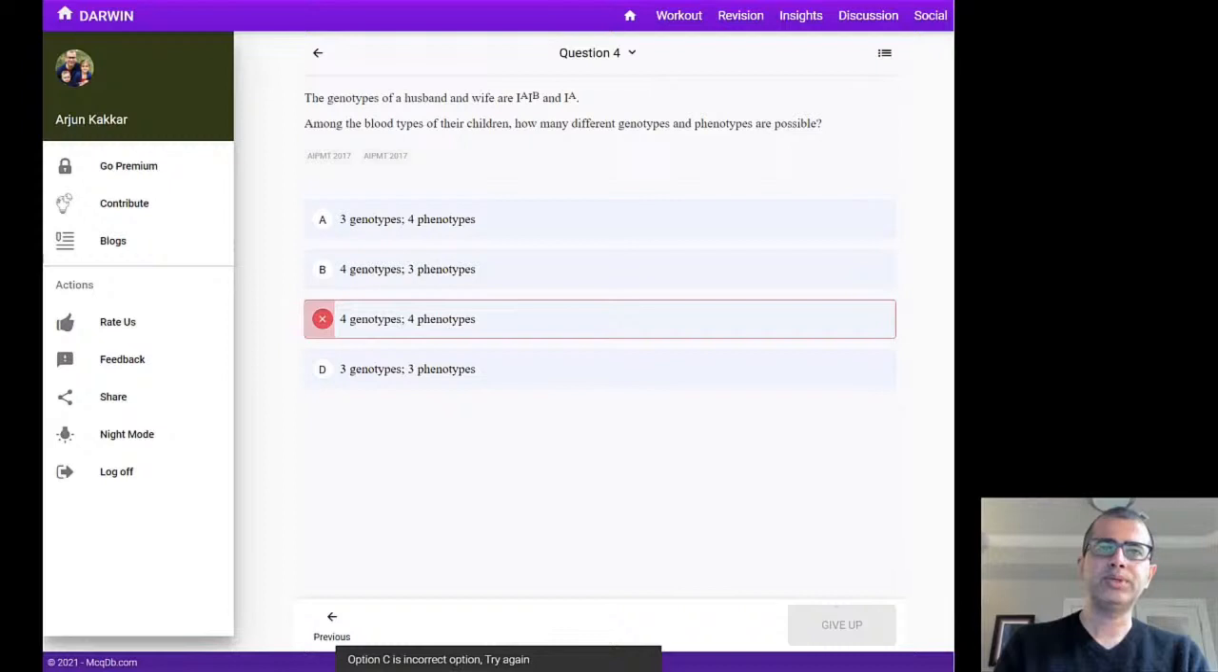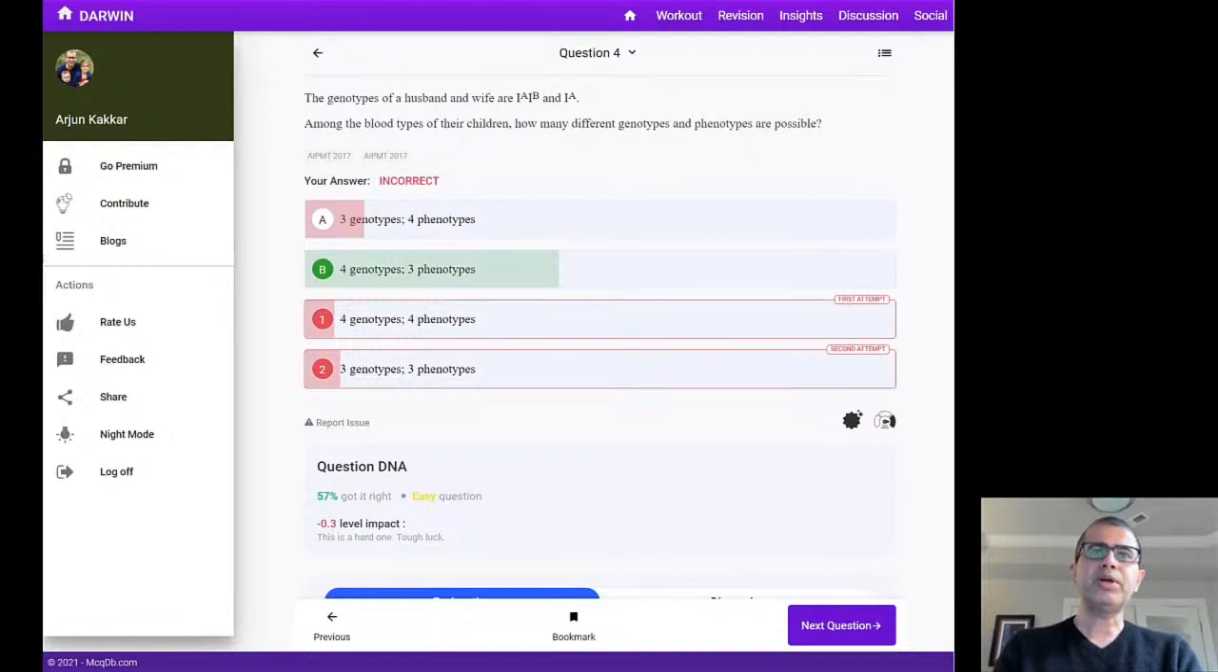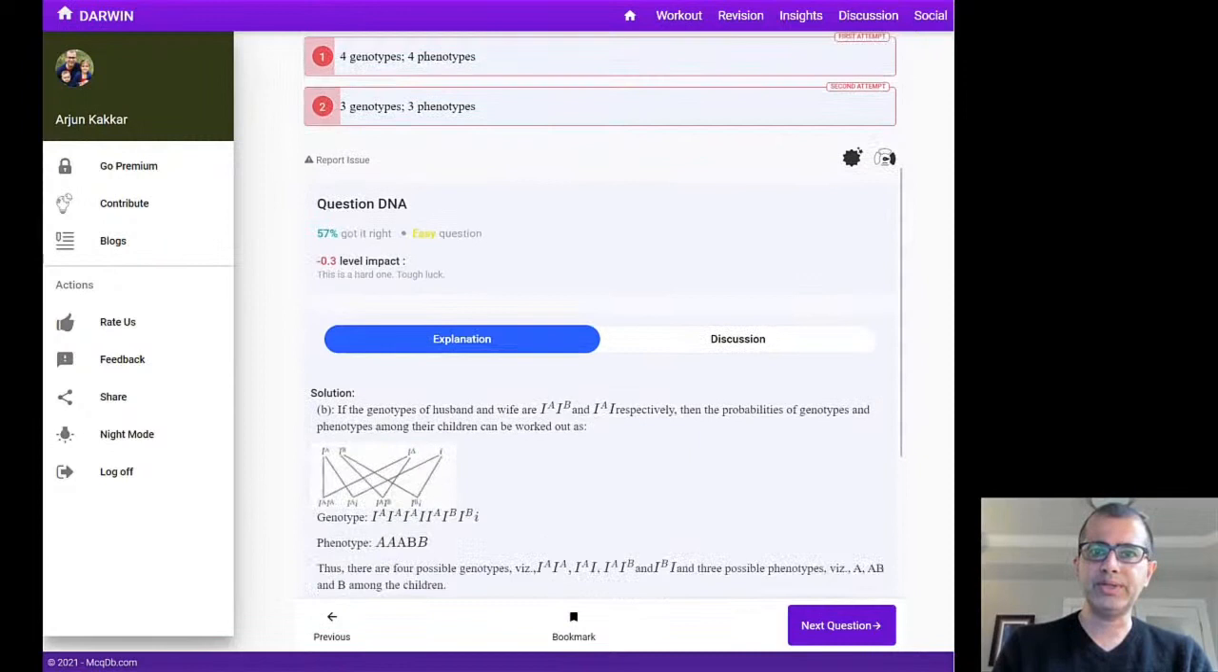That's a mistake. And then the next option they select, again, even after thinking, is this. Both of them are wrong because, as we just thought about it, it was going to be 4 genotypes and 3 phenotypes, and the 3 phenotypes will be A, AB, and B, I think. But anyway, let's look at the explanation.